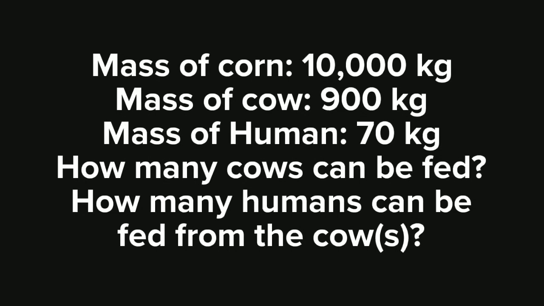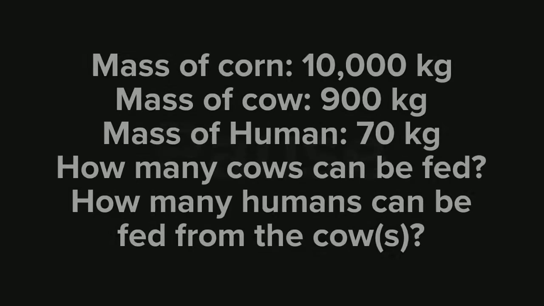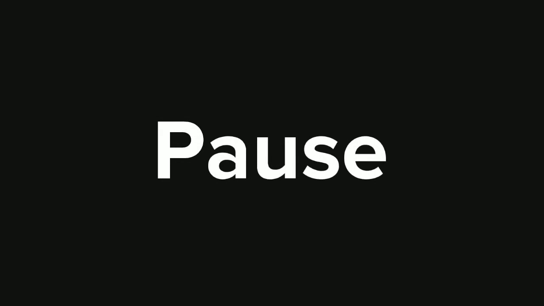Now practicing is how we learn, so now I'm going to let you try it, but using corn, cows, and humans. If we have 10,000 kilograms of corn and the average cow weighs 900 kilograms and the average human weighs 70 kilograms, let's find out how many cows can be fed from the corn and then how many people can be fed from the beef. Pause the video here to figure it out yourself.